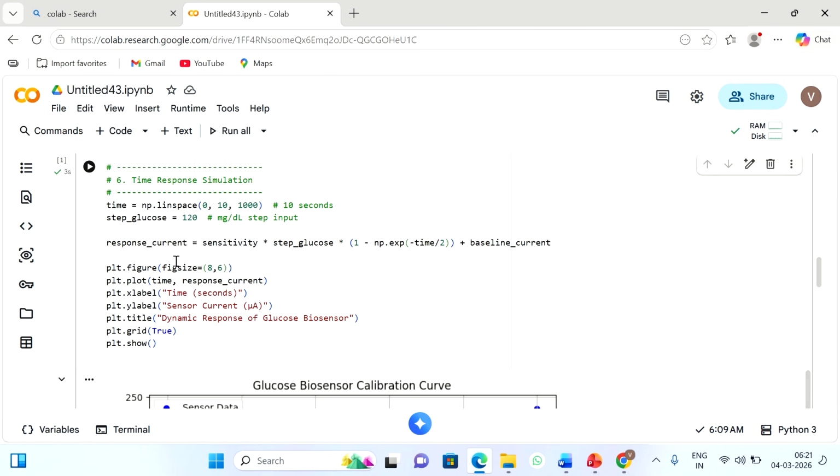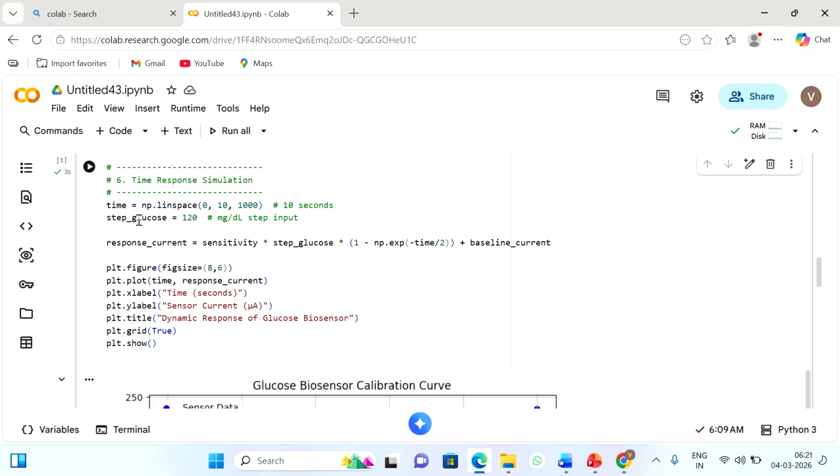And then the dynamic time response simulation. time is equal to np.linspace(0, 10, 1000), and at 10 seconds it simulates 10 seconds of measurement.